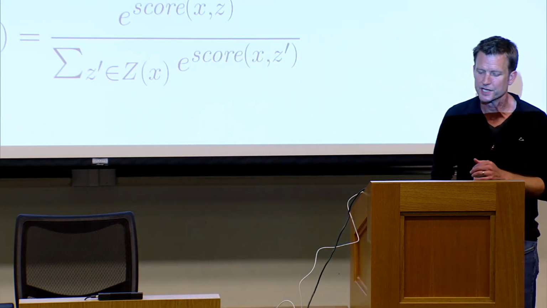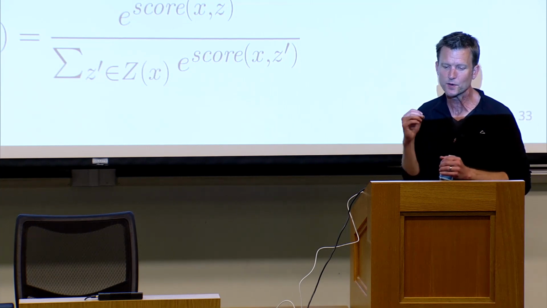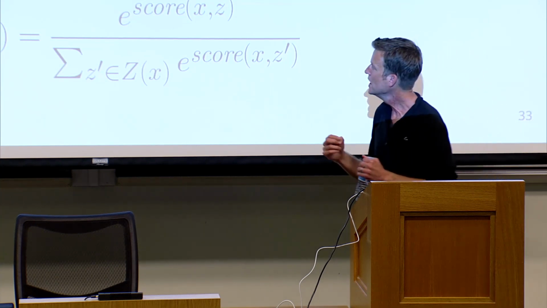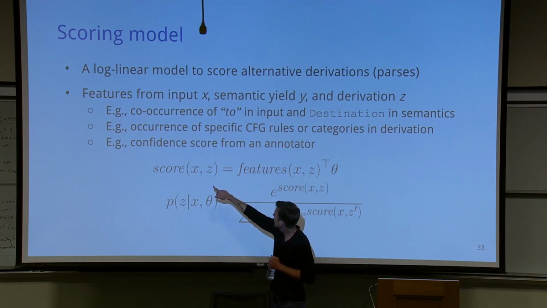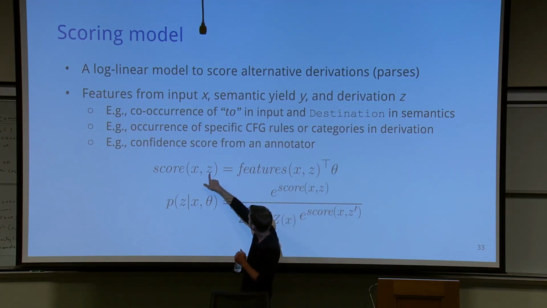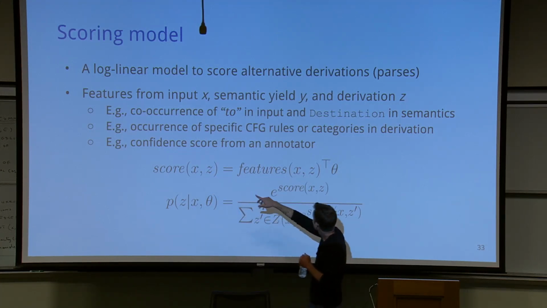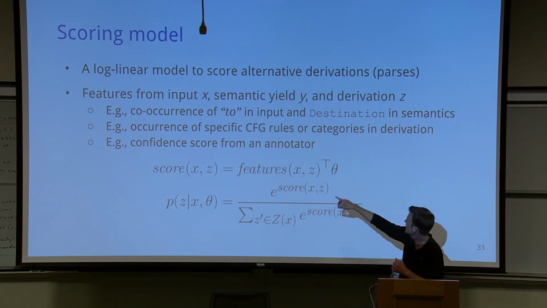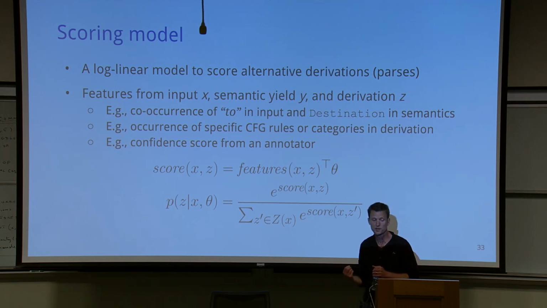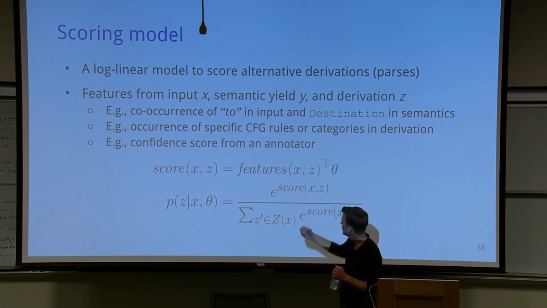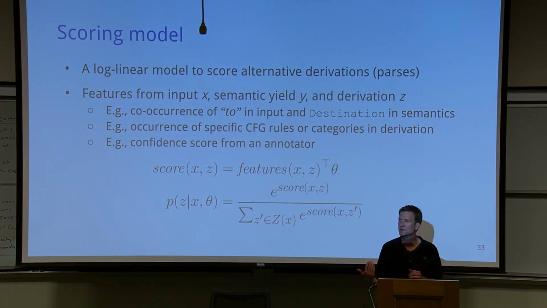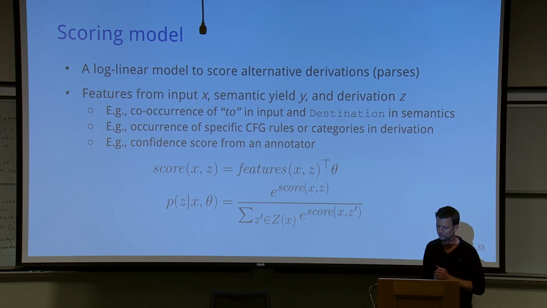There's lots of room for variation in the feature representation, but once you have a feature representation, the score for a derivation, the score for a parse, z, will just be the dot product of the feature vector and a weight vector theta, which is learned from training data. And once you have a score, you can turn the score into a probability in the usual way by using the softmax function.